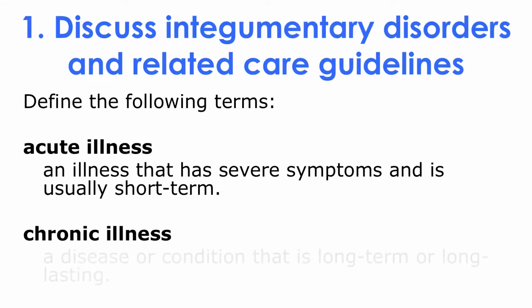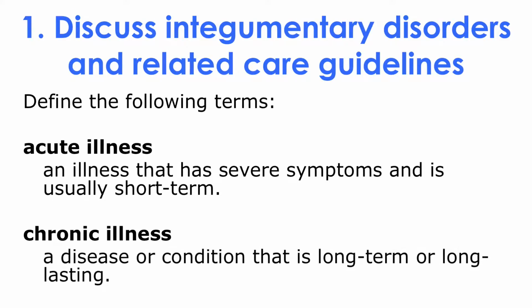Now, a chronic illness is a disease condition that is long-term or long-lasting. For example, if you are diabetic, it's a chronic illness, it's going to be with you for a long period of time. It's never going to be something where it's just going to come and go. You can kind of ease up and alleviate the symptoms, but once you are a diabetic, you are a diabetic.